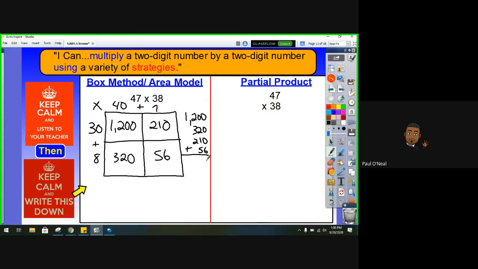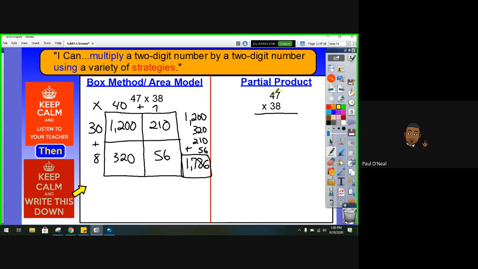Okay, so add them all up. That's a 6. Next, 2 plus 1 is 3 plus 5 is 8. 2 plus 3 is 5 plus 2 is 7. And then 1 plus everything else is 1. So we get 1,786. Now, again, let me demonstrate using different colors for partial products so you get a better understanding, okay?